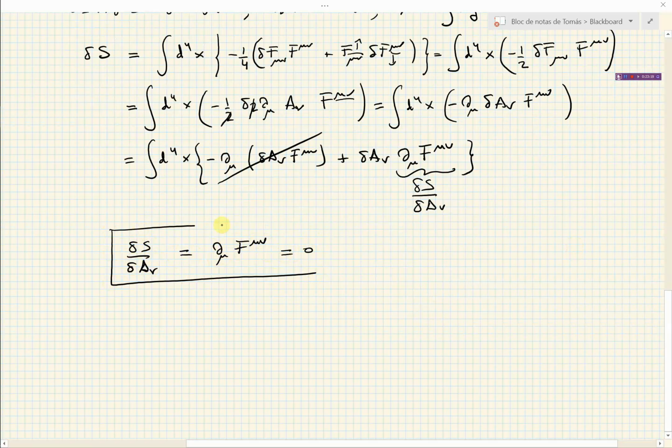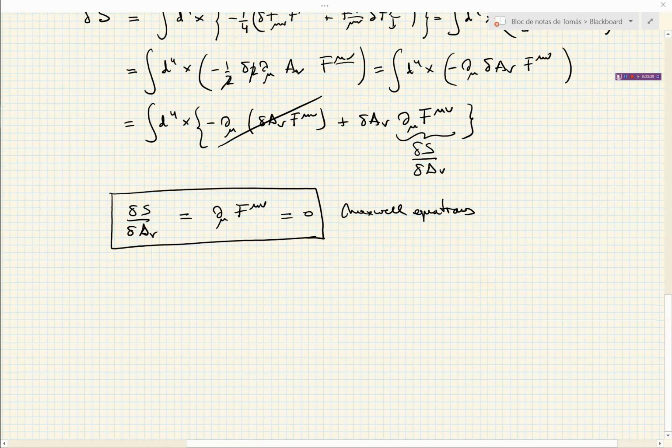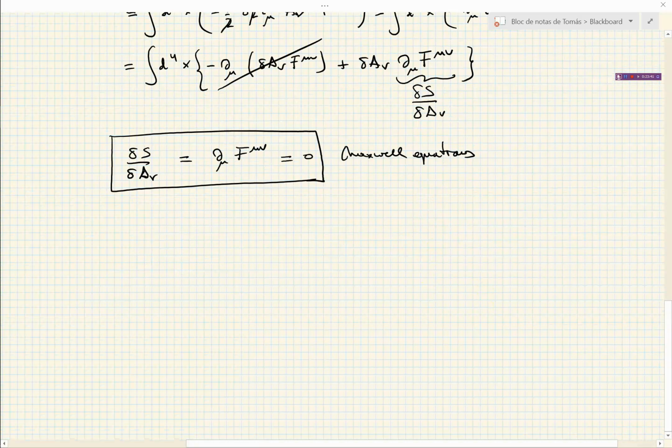In this context, in which we are using A mu as a fundamental variable, this is known as the Maxwell equations. And we expect that they give the two standard Maxwell equations in terms of the electric and magnetic field, because the other two are equivalent to the Bianchi identity. So let's see if this is true.